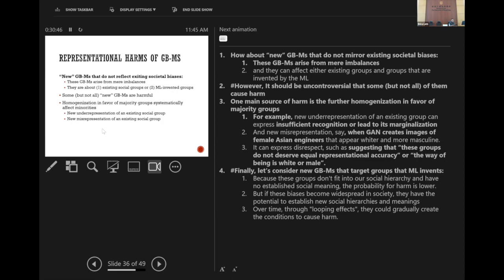In addition, new misrepresentations, say when the GAN creates images of female Asian engineers that appear whiter and more masculine, can still express disrespect, such as suggesting that, oh, these groups do not deserve equal representational accuracy, or the way of being is white or male.